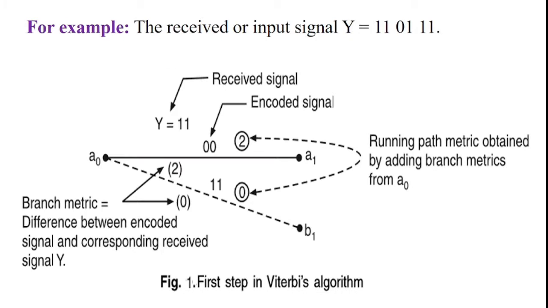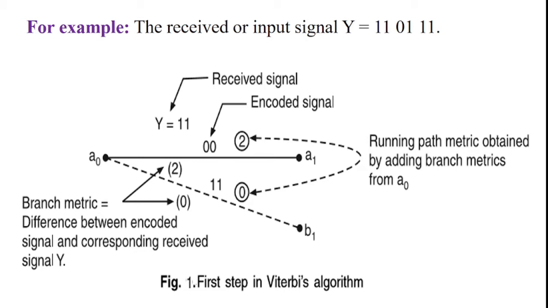Suppose for example we consider the received signal Y equal to 110111. In previous videos we have already discussed the code tree diagram, code trellis diagram and state diagram. The code tree diagram we have already discussed clearly. Now consider the code trellis diagram of the figure for the (2, 1, 2) encoder.